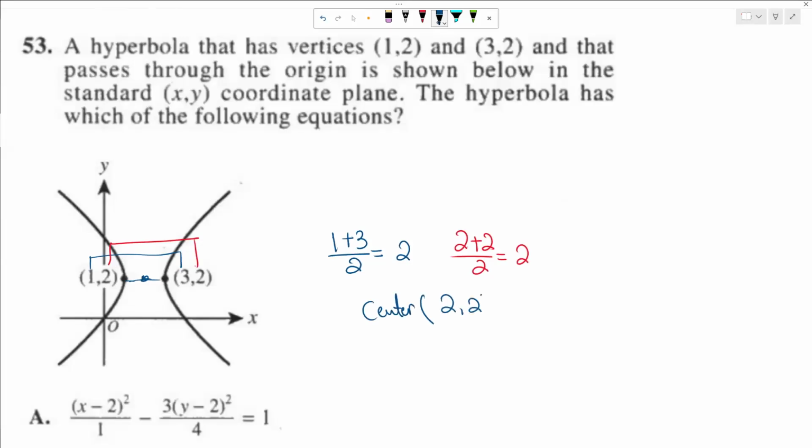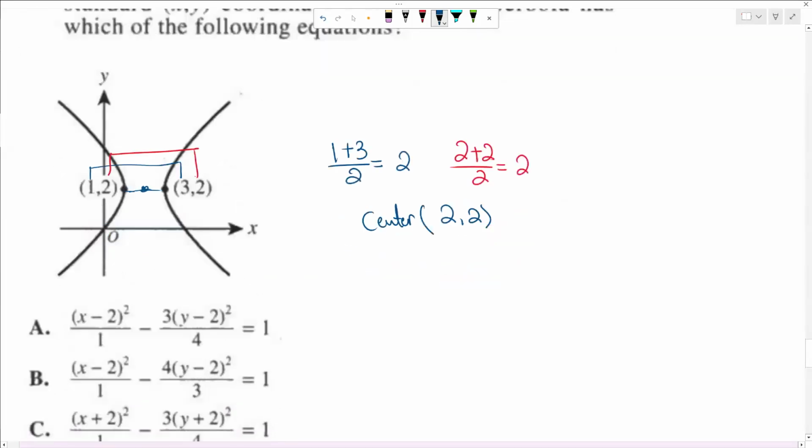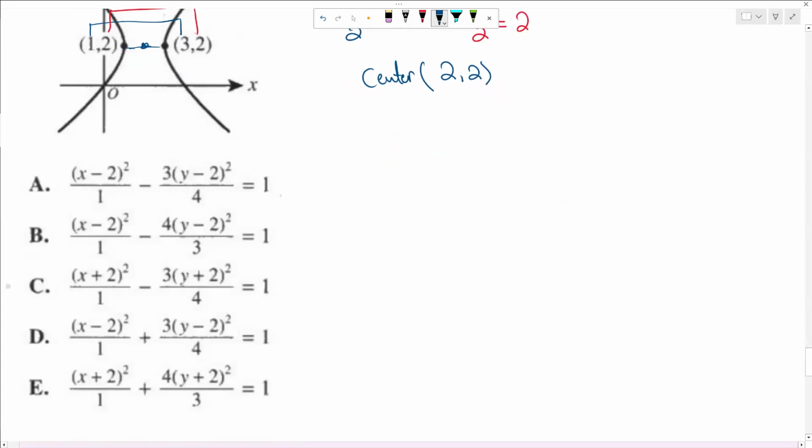2 and 2. When they're put into the equation, they should be put with the opposite signs. So when you look at all the choices, they need to be both of them negative. So A could work, B could work, but C cannot. D could work, E cannot. So I'm left with A, B, and D. All the equations of any hyperbola whatsoever is always equal to 1. So that's true for all of them.